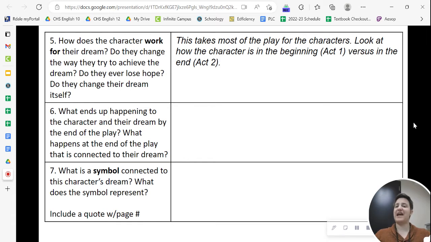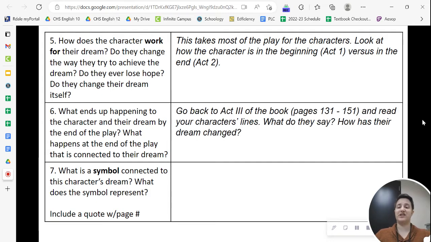Our next piece is how does the character work for their dream? Do they change the way they try to achieve it? Do they lose hope? Do they change the dream itself? For this, you won't look at just one moment. Instead, look at how the character is at the beginning, Act 1 of the play, versus towards the end of Act 2. How have they started to change?